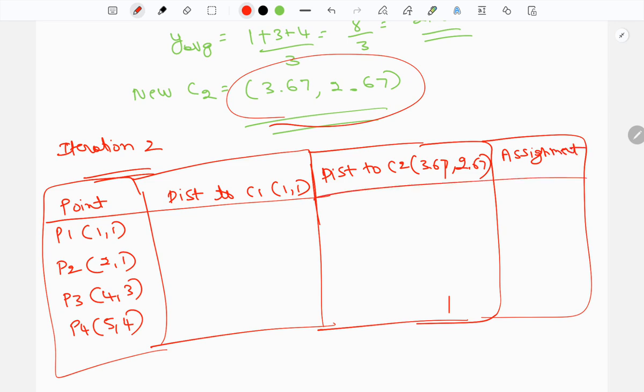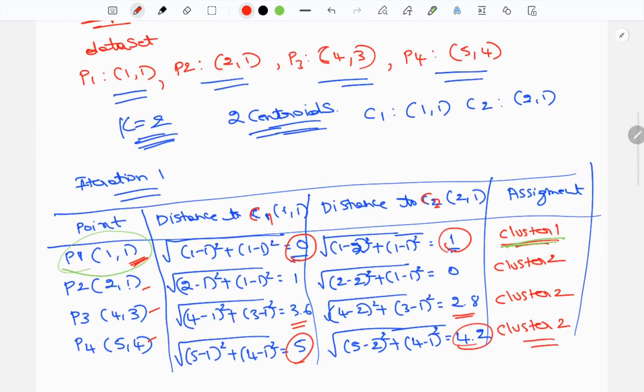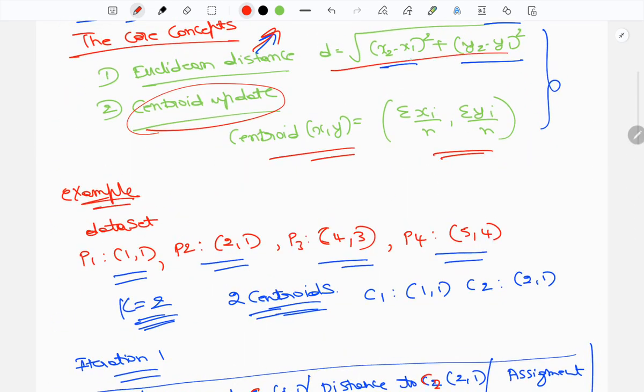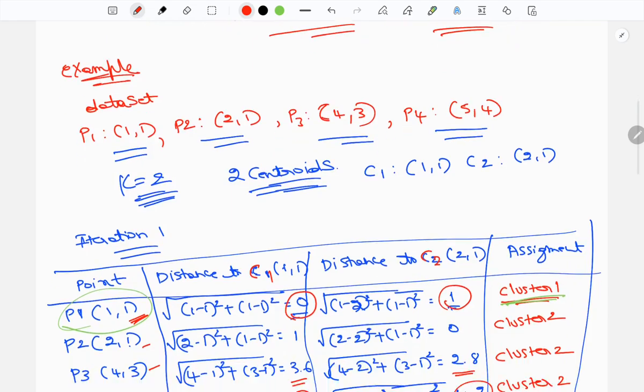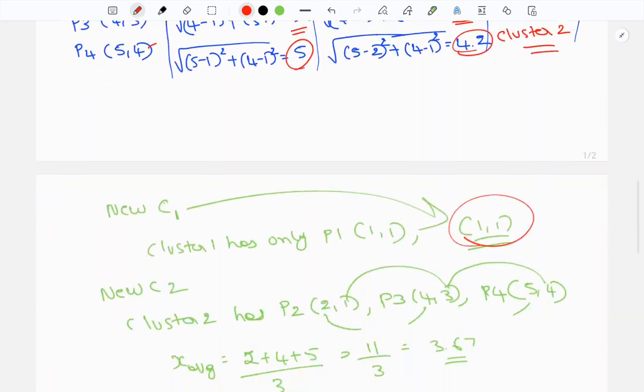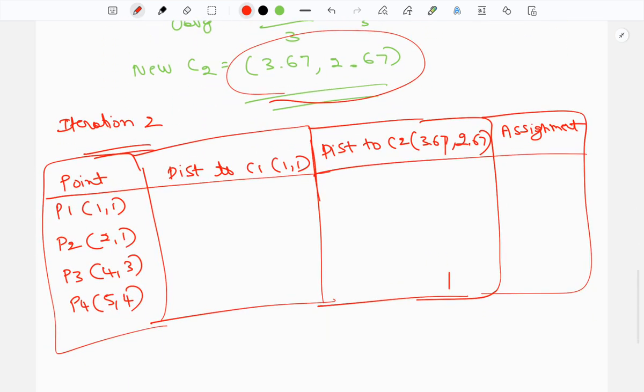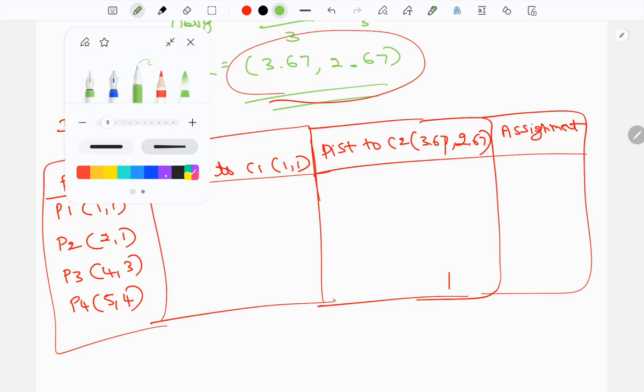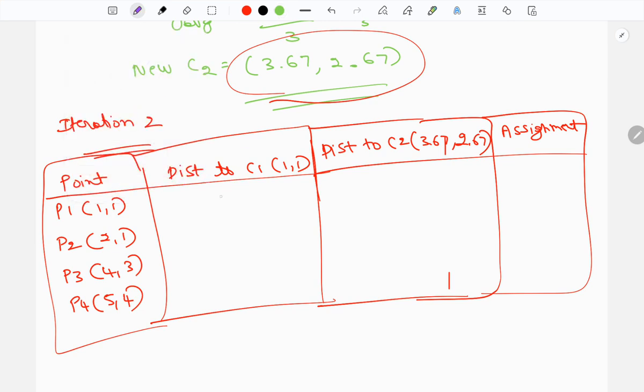Here again we use the same formula, that is the square root of the equivalent distance formula: square root of x2 minus x1 whole square plus y2 minus y1 whole square. Let me write directly: square root of 1 minus 1 whole square plus 1 minus 1 whole square, what we have is 0. Let me fill it here. So this is 0, this is 1, this is 3.6, and this is 5.